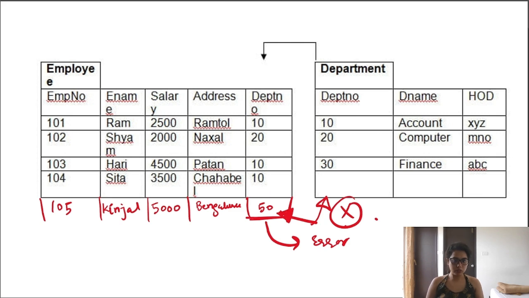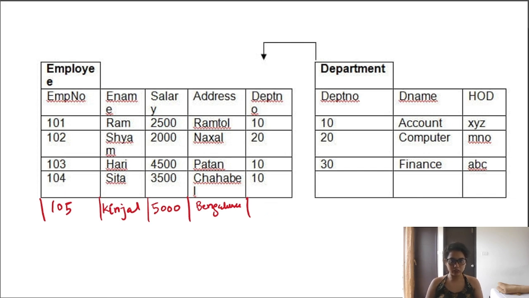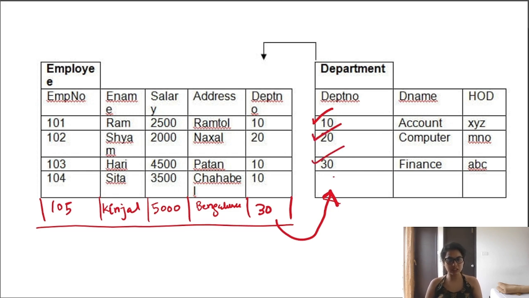Now suppose I want to insert a record with 30 here. What will it do? It will first check, does this 30 belong to the department number values? First it goes to 10. No, it doesn't match 10. It doesn't match 20. Yes, it matches 30, and further we don't have any records. So it will allow us to insert the record in the employee table. So whenever you make a foreign key column in any table, first it will check whether this value exists in the referenced table or not.